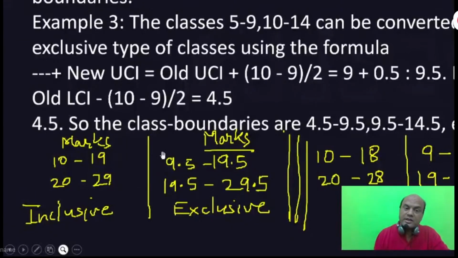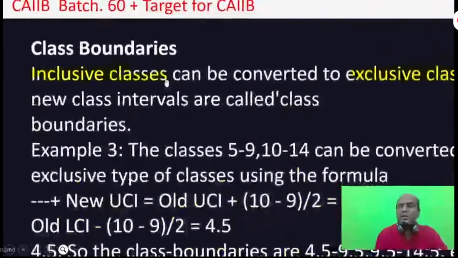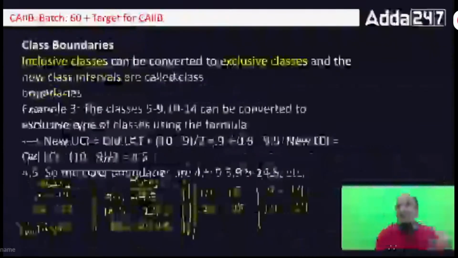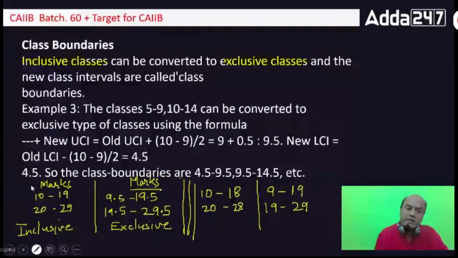Now the important part is how will you identify this in the exam? In the exam it's very simple. If there is a gap between the last and the first, see 19 and 20, then it is inclusive. If there is no gap, 19.5, 19.5, then it is exclusive. Got it everyone? Inclusive, exclusive. Kindly note, whenever you solve any problem, you have to convert inclusive to exclusive. You cannot solve any problem using inclusive classes.